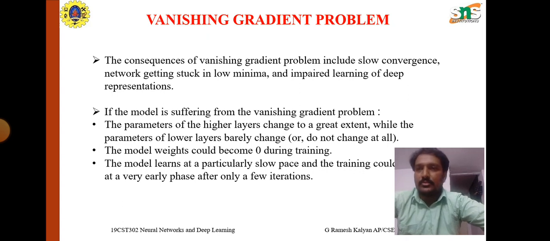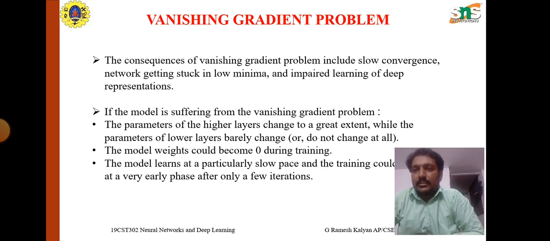If the model is suffering from vanishing gradient problem, it has the following conditions. The first condition is that the parameters of the higher layers change to a great extent, while the parameters of the lower layers barely change or do not change at all. There is no change in the parameters of its lower layers.